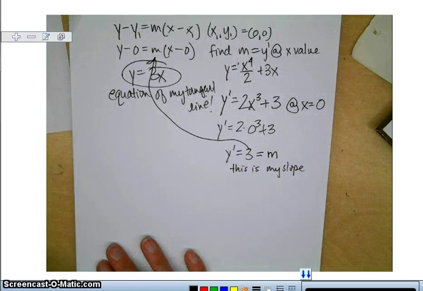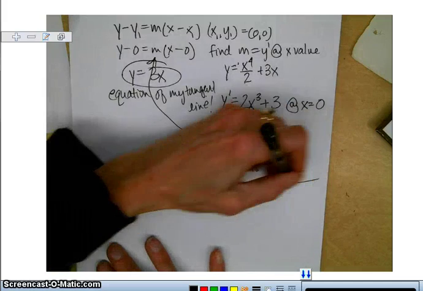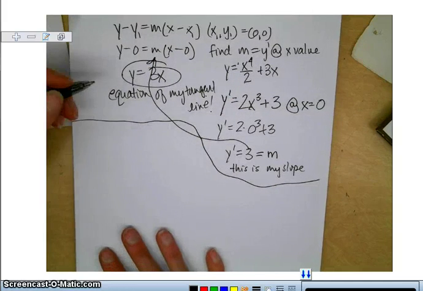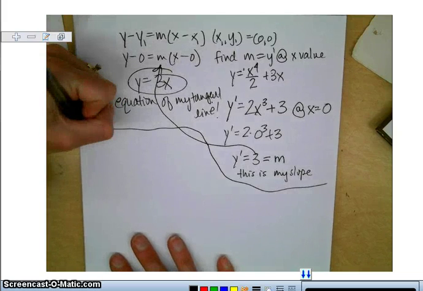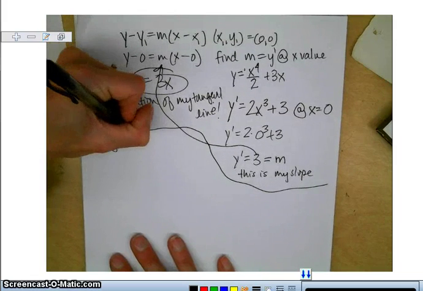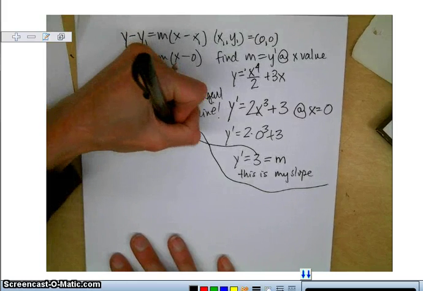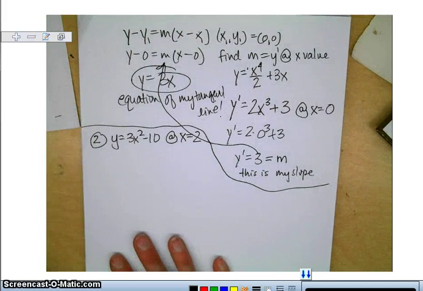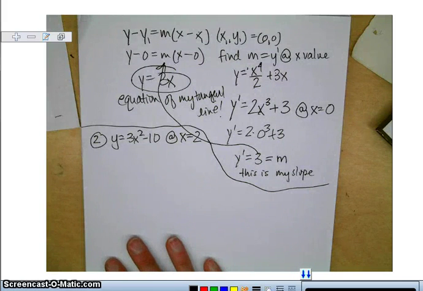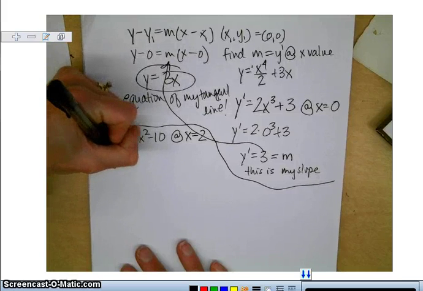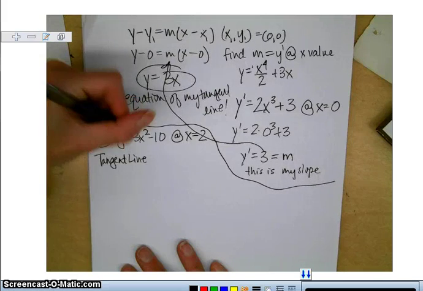So you want to see another one, I'm sure? Maybe you don't, but you should see another one. So same directions as before, let's find the equation of a line tangent to a curve. This is example 2. y equals 3x squared minus 10 at x equals 2. These problems are not very difficult. So, tangent line is my answer.